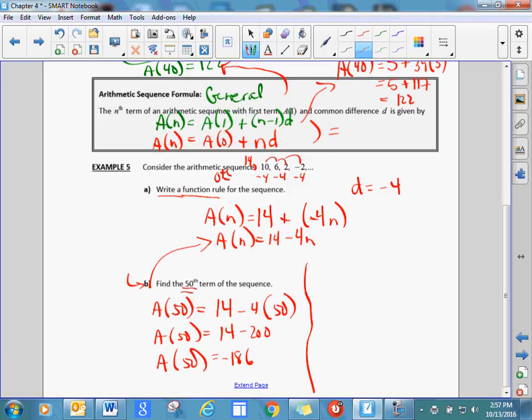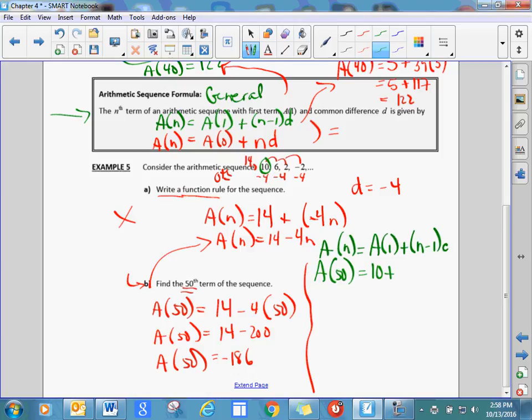Let me show you what it looks like when you skip writing the function rule yourself and you use this formula up here. So let's use the first term, this first one. So a sub 50, we want the 50th one. We have to fill in the value at a sub 1. So we look at the pattern. The very first guy is 10. All right, there he is. Plus n minus 1. So let me write the rule up here. So a sub n is equal to a sub 1, a of 1, plus n minus 1 times d.